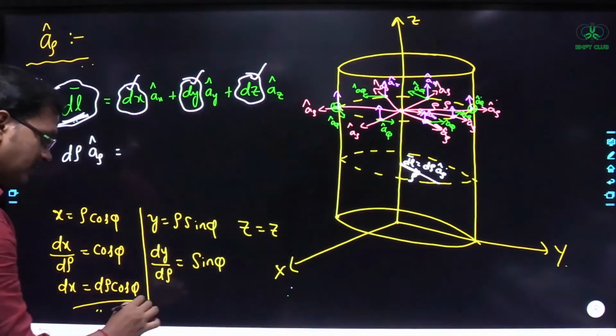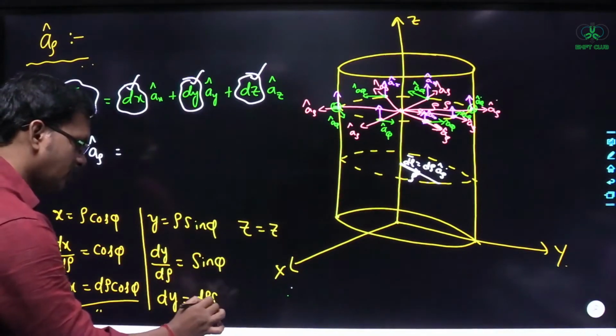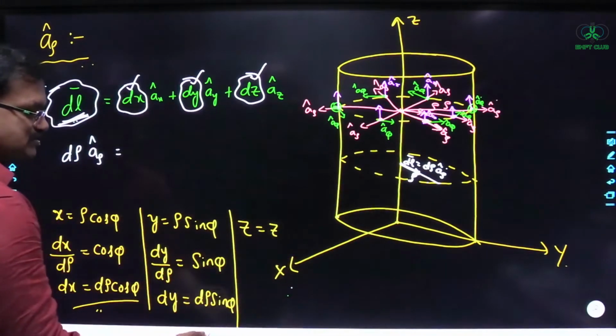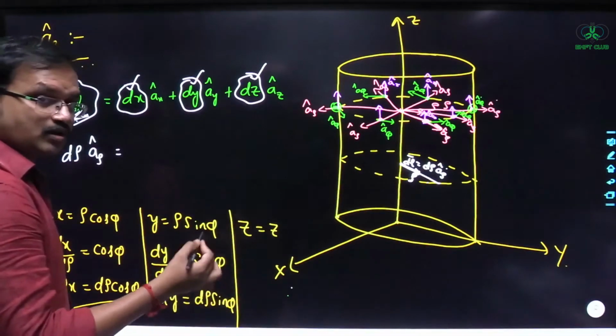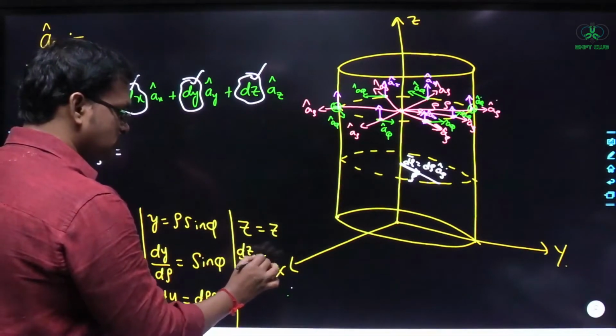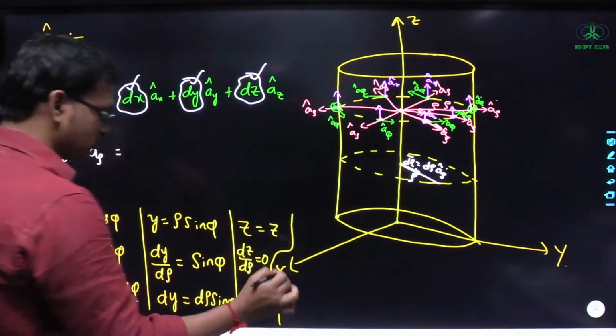Sin phi only, right? Okay. So dy is equal to what? dy is equal to d rho into sin phi. Now here z is the same as z, so z is not going to depend upon rho. That means dz by d rho is equal to 0. Therefore dz is equal to 0.